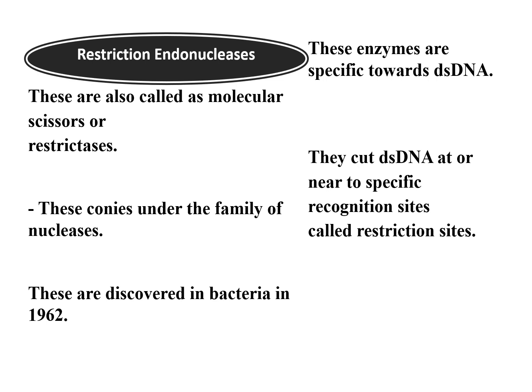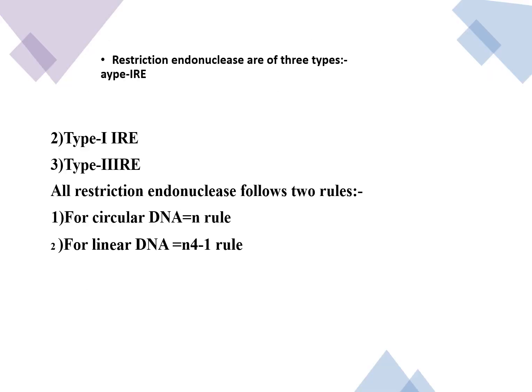Restriction enzymes. These are also called molecular scissors, and these enzymes are specific towards dsDNA. These come under the family of nucleases. These were discovered in bacteria in 1962. They cut DNA at or near specific recognition sites. These are also called recognition sites. Restriction endonucleases are of three types: type 1, type 2, type 3, and all restriction endonucleases follow two rules: for circular DNA, the N rule, and for linear DNA, the N plus 1 rule.